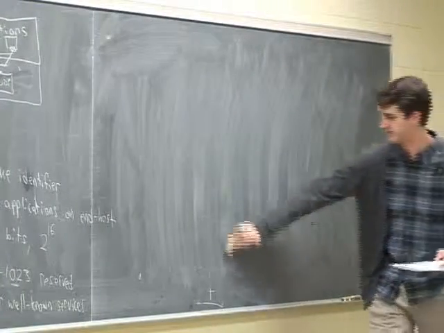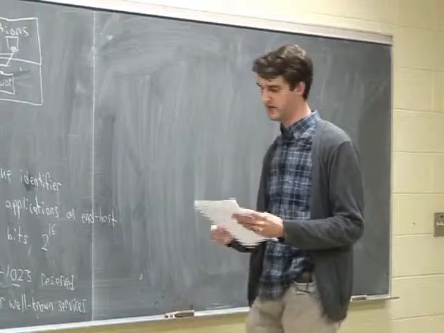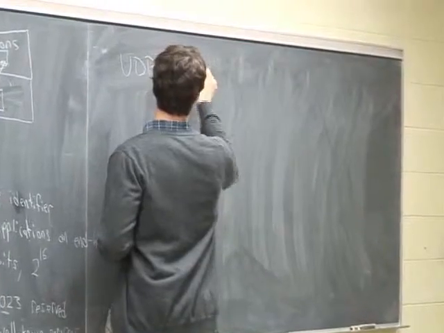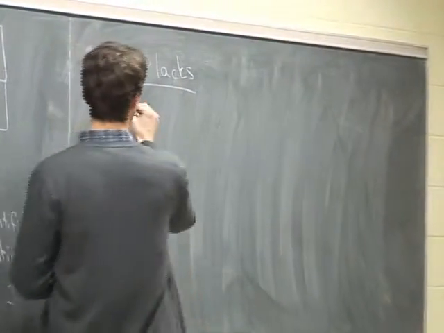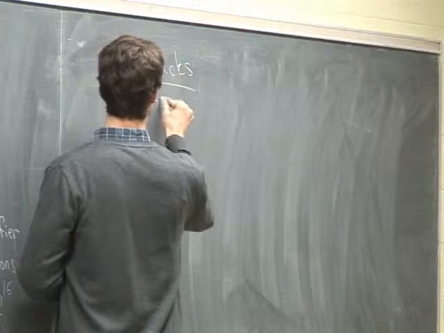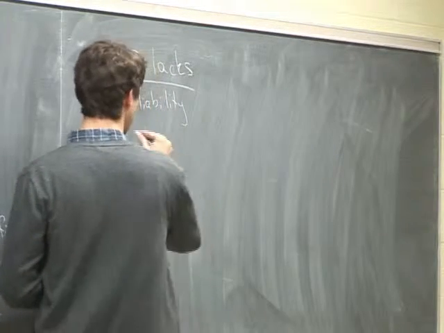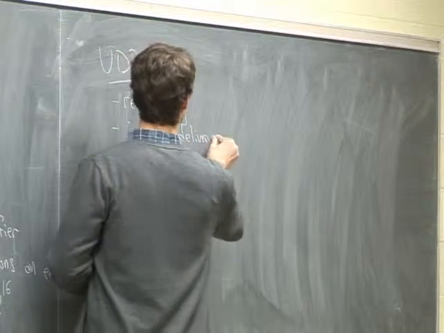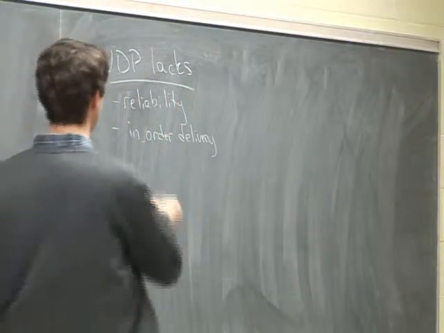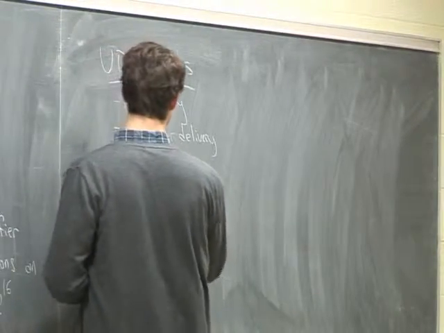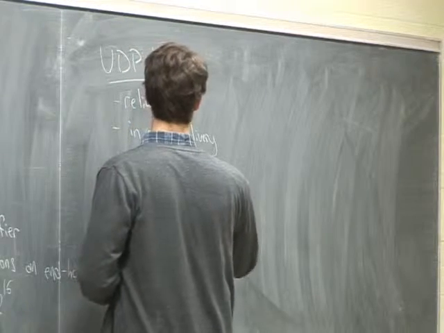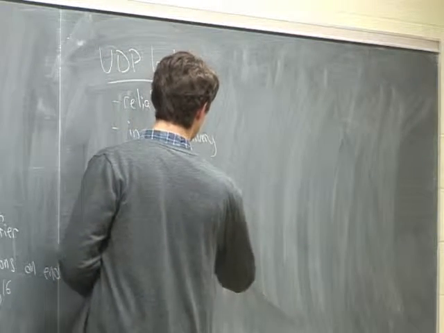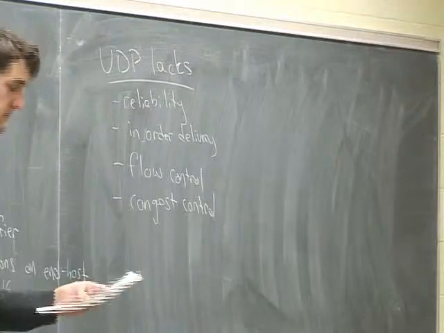So let's talk about some of the things that UDP doesn't have. Now if you remember the things I talked about, it doesn't have reliability. It doesn't guarantee in-order delivery. All right. It doesn't do flow control, and it doesn't do congestion control.